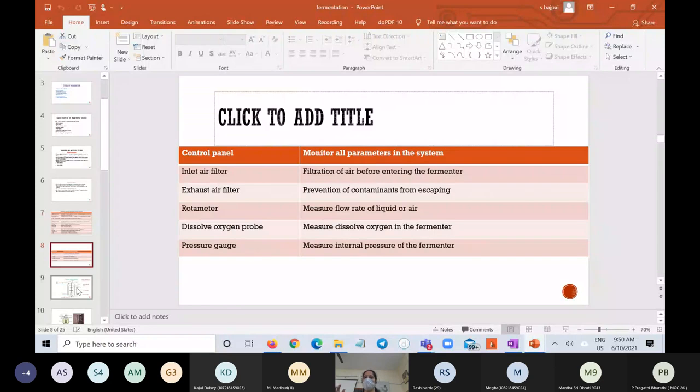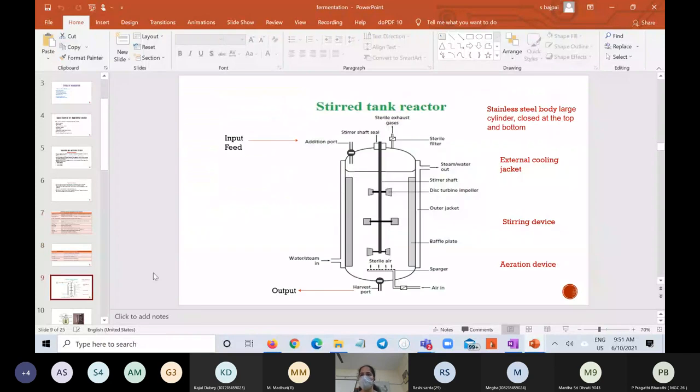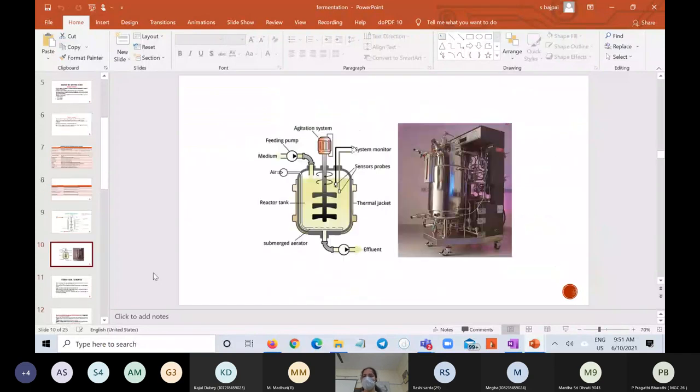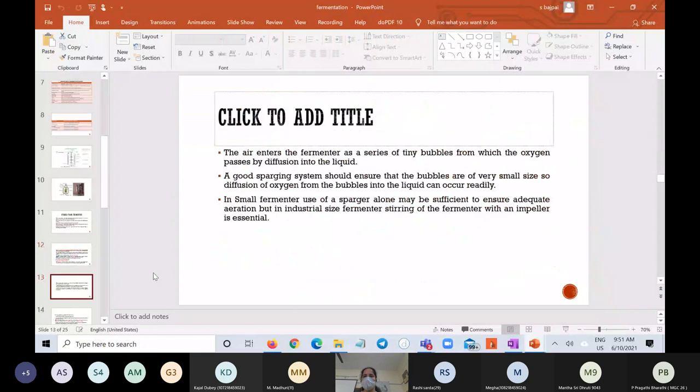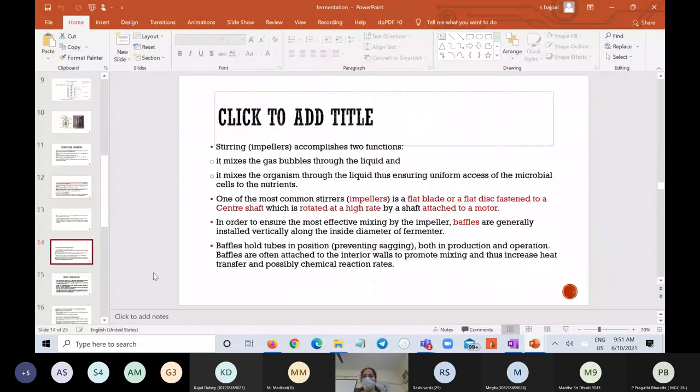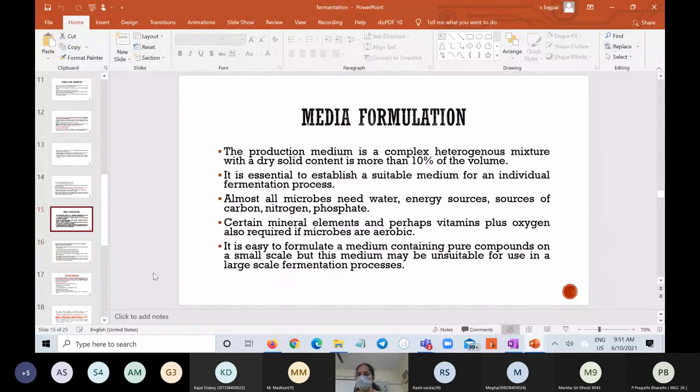So this way you can see and you can write all about the stirred tank reactor, what its different points are, and what these things are. All these we have discussed in the last class, and now we have come to the media formulation. Now let me ask, is it clear till now?